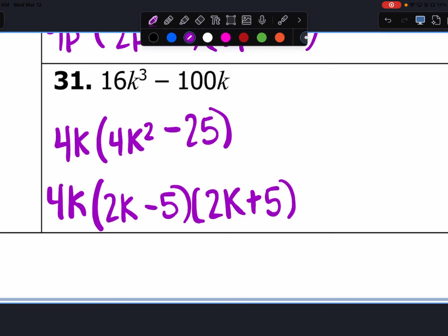Again, the order of the minus 5 and the plus 5 does not matter as long as you have one of each. All right, your job is to factor 22 through 32. And if you need help, raise your hand.